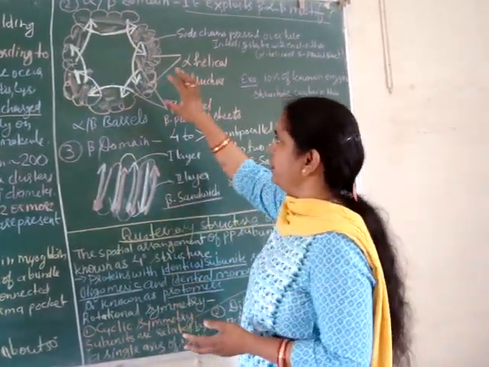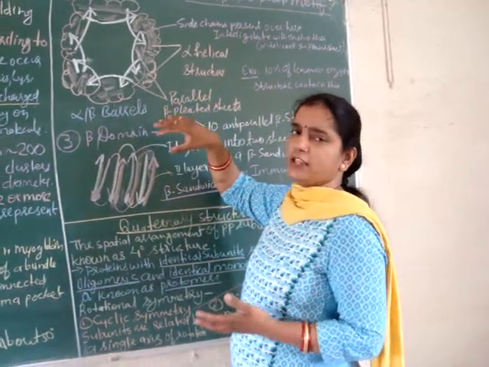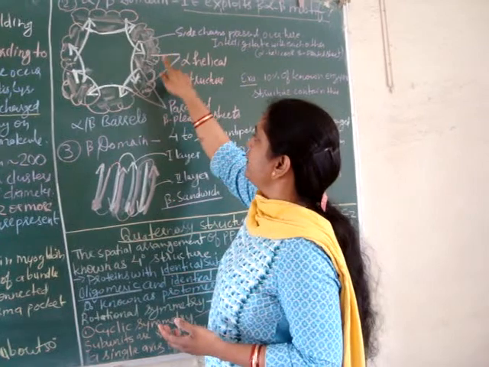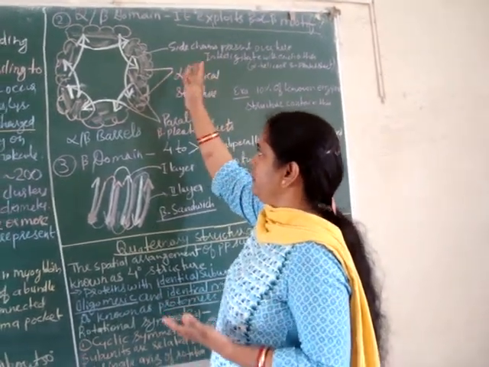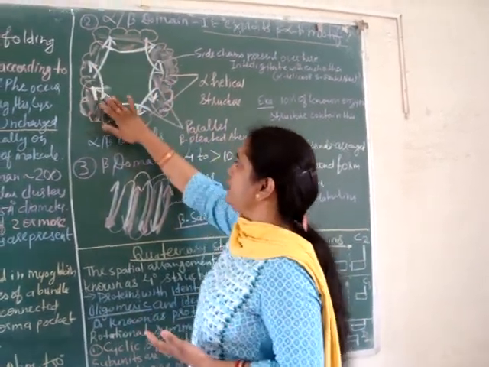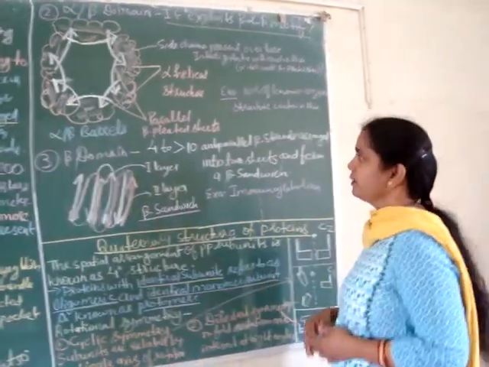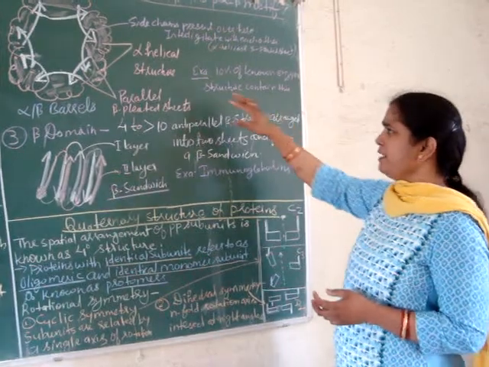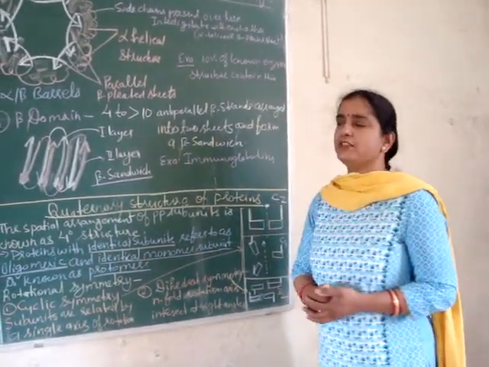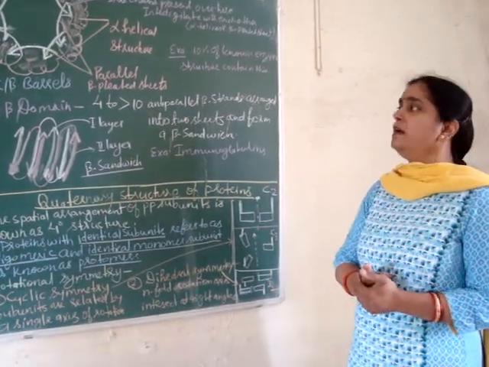Okay, so hydrophobic side chains of amino acids of both parallel beta sheets as well as alpha helix are present towards this side, and they interdigitate with each other. Okay, now as an example of this alpha beta barrel, 10% of known enzyme structures contain this alpha beta barrel.